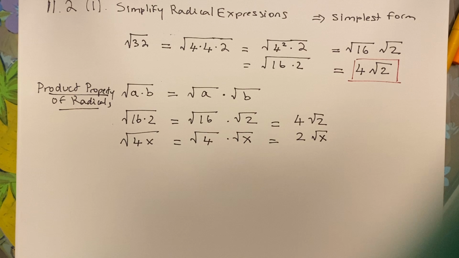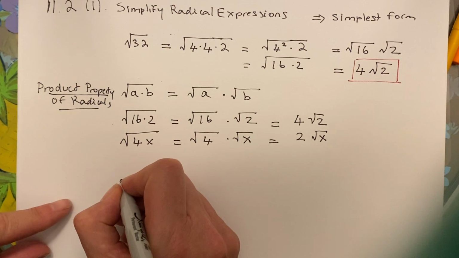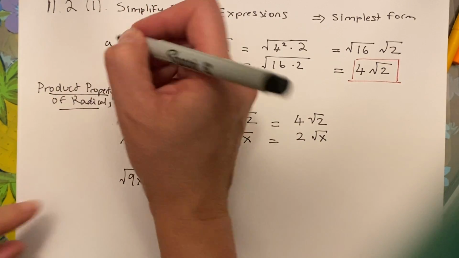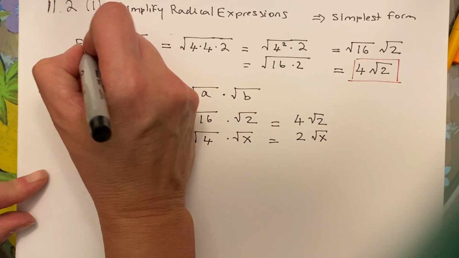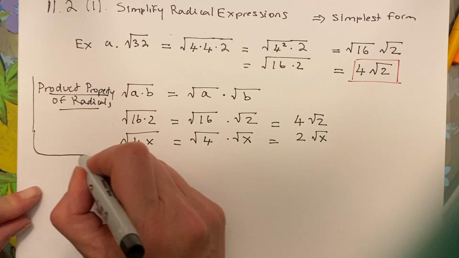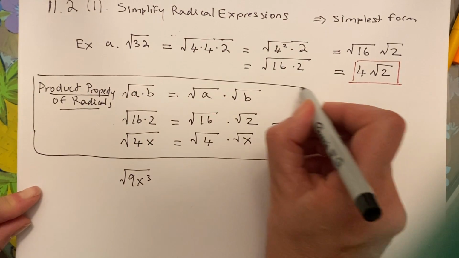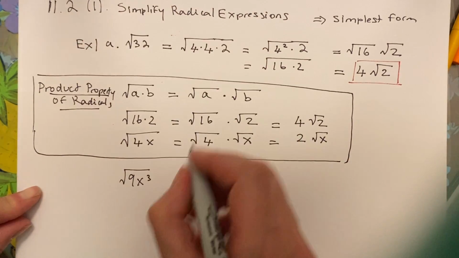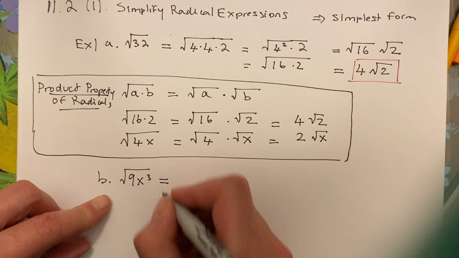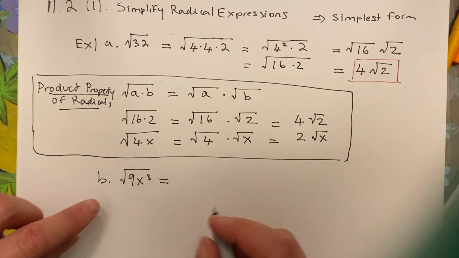Okay, so let's try another one. Let us try the square root of 9x cubed. Now, what I did at the top was part A of example 1, and I put my product property of radicals in the middle. And now I'm going to do part B. So we'll do this other example, square root of 9x cubed.